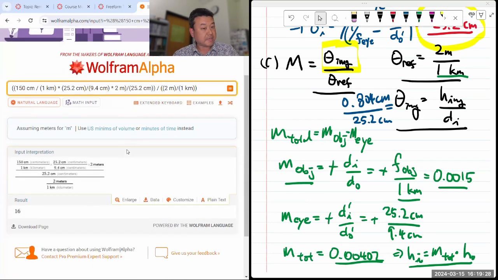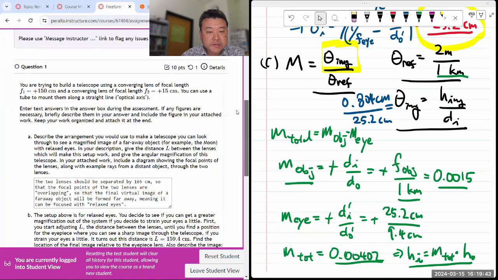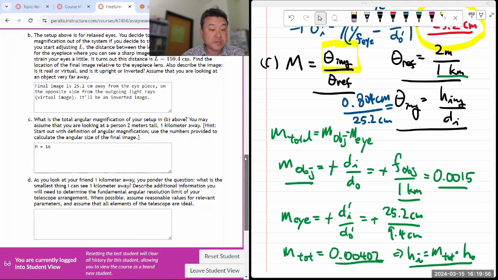And you get 16. Okay, so I'm going to put in 16. So m is equal to 16. Is that good or bad? I can't tell. Let's see, 60 minutes. So in the ideal setup, your angular magnification must have been 10, the ratio of the two focal lengths. So from 10 to 16, I think that is better.